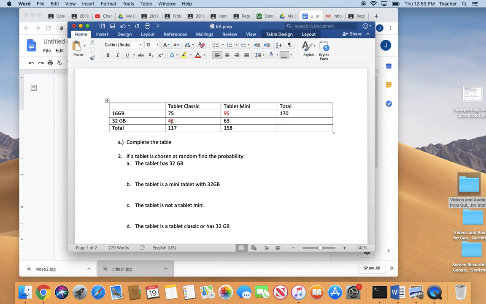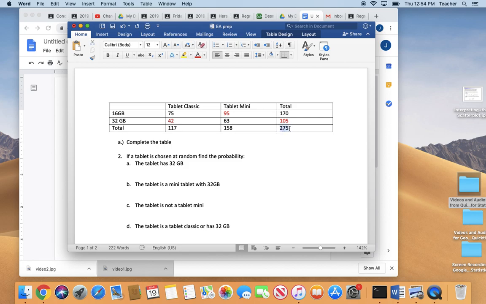And then over here, I know to get this total right here in this cell, I would need to add 42 plus 63. So 42 plus 63 is 105. And then finally, to get this final total, 170 plus 105 is 275. But also if you take 117 plus 158, you get 275. So you should be able to go either way, and your total should be the same, and it is. And my total here is 275.